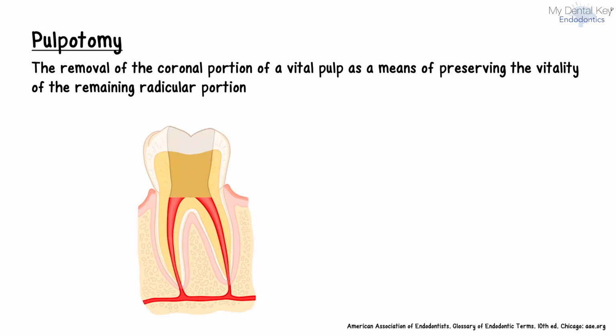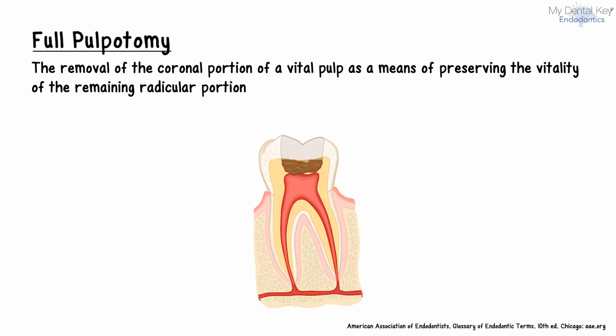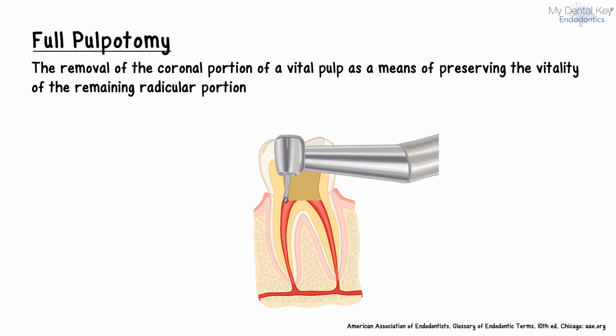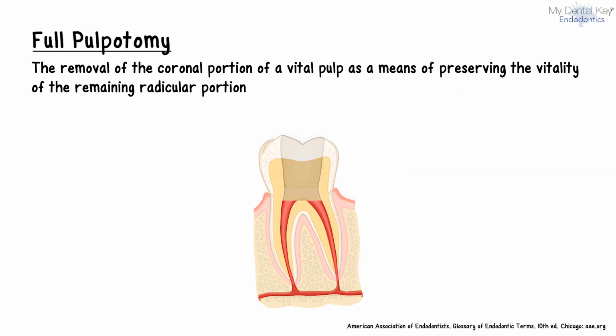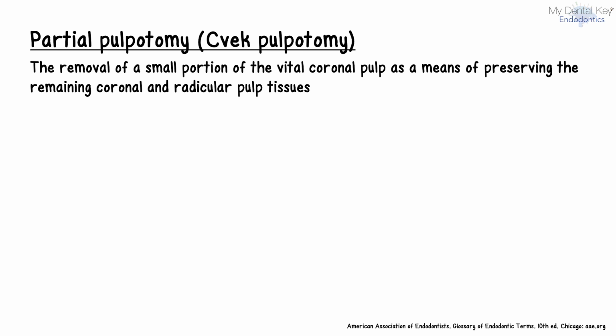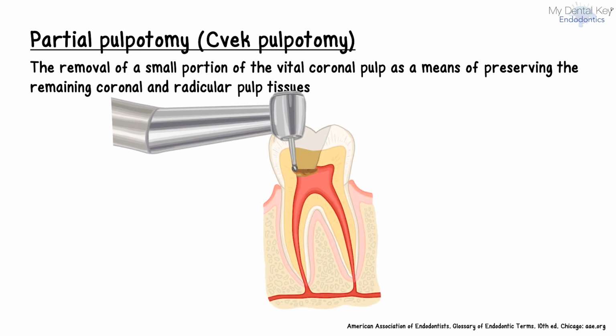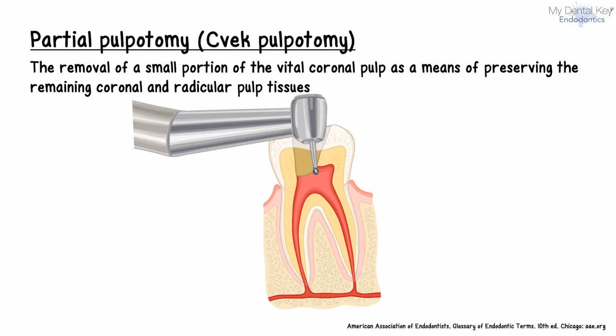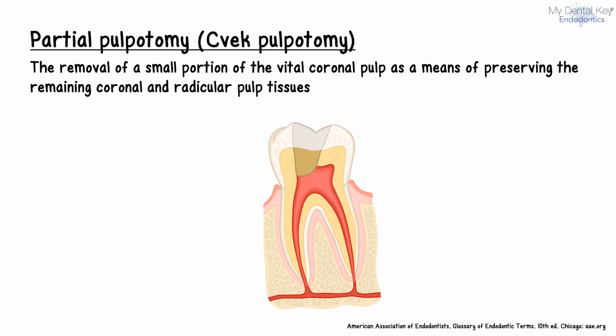According to the AAE Glossary of Endodontic Terms, a pulpotomy may take two forms. A full pulpotomy is one in which all coronal pulp is removed from the pulp chamber to the level of the canal orifices, as a means of preserving the vitality of the remaining radicular portion. This is not to be confused with a partial pulpotomy, sometimes called a Cvek pulpotomy, in which only a small portion of the coronal pulp is removed with the goal of maintaining the vitality of the remaining coronal and radicular pulp.